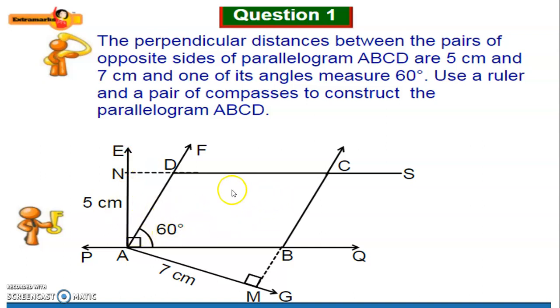Another perpendicular distance is between this parallel line and the other; you can have this perpendicular distance from here to here also. This CN is also perpendicular, isn't it? But they have fixed one vertex A. From that they have dropped two perpendicular lines, AN and AM. AN is 5 centimeter and AM is 7 centimeter. How to construct this? This is a rough diagram, my dear children.